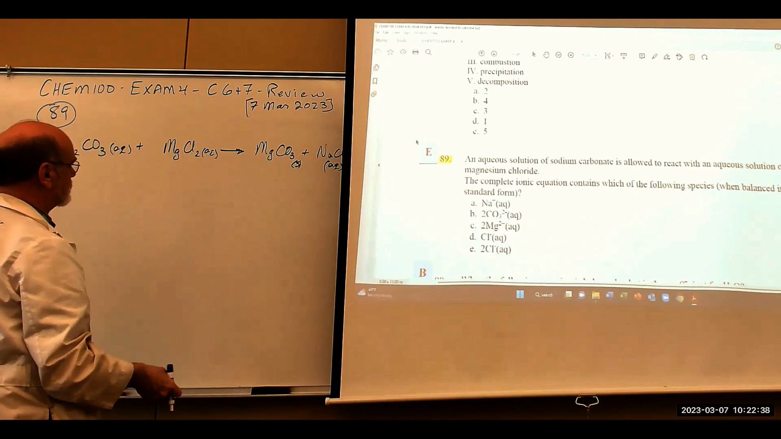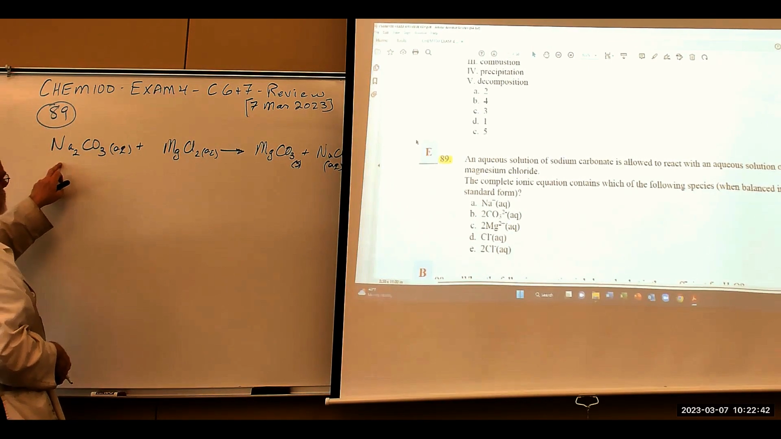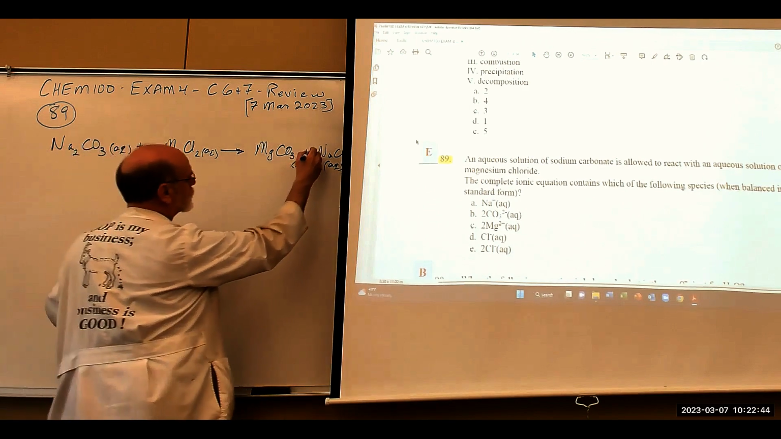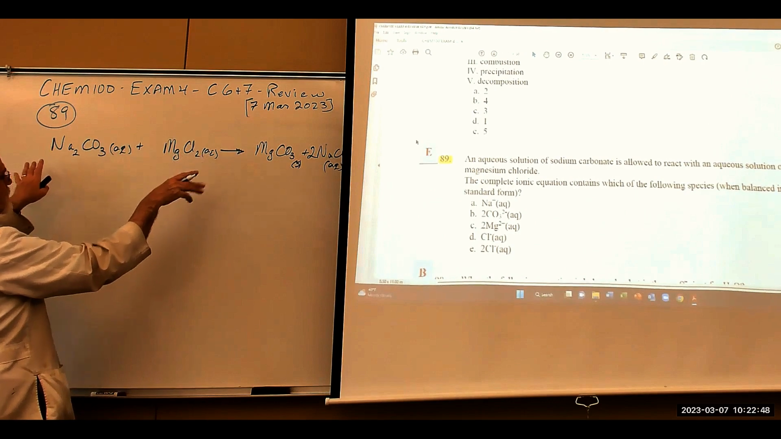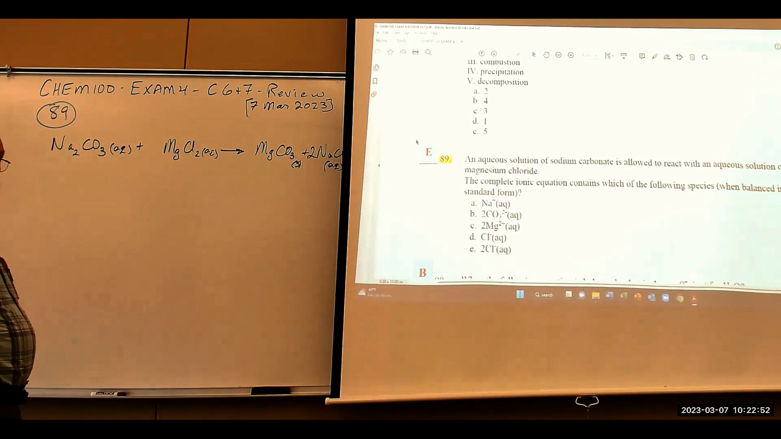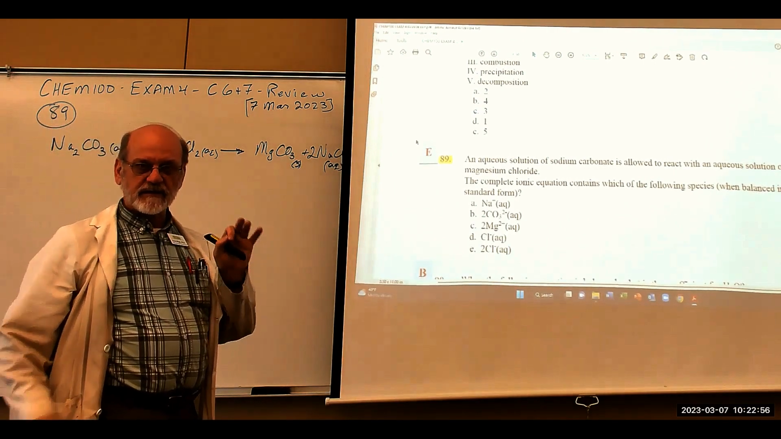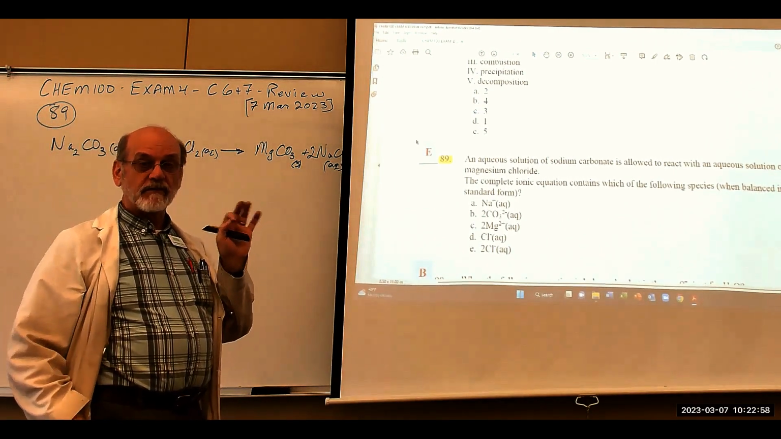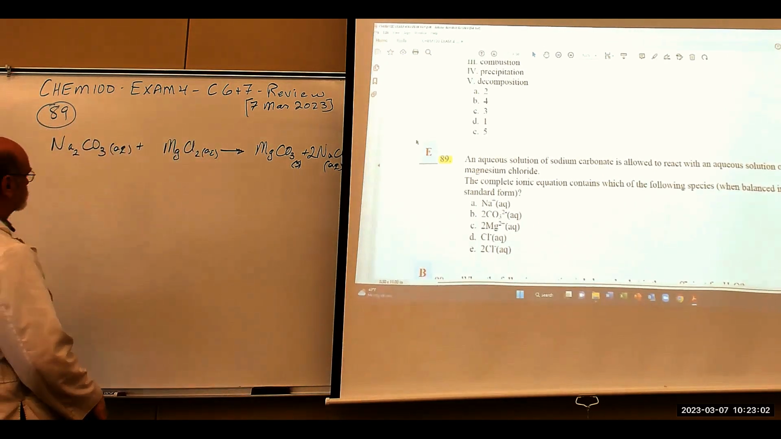Now we need to balance them. Well, let's see. We got 2 sodiums here and 2 chlorides. What if we put a 2 here? That'll give us 2 sodiums, 2 chlorides on that side, 1 magnesium, and 1 carbonate. That's it. Okay, that's the balanced, complete molecular equation, we call it, or a formula equation.